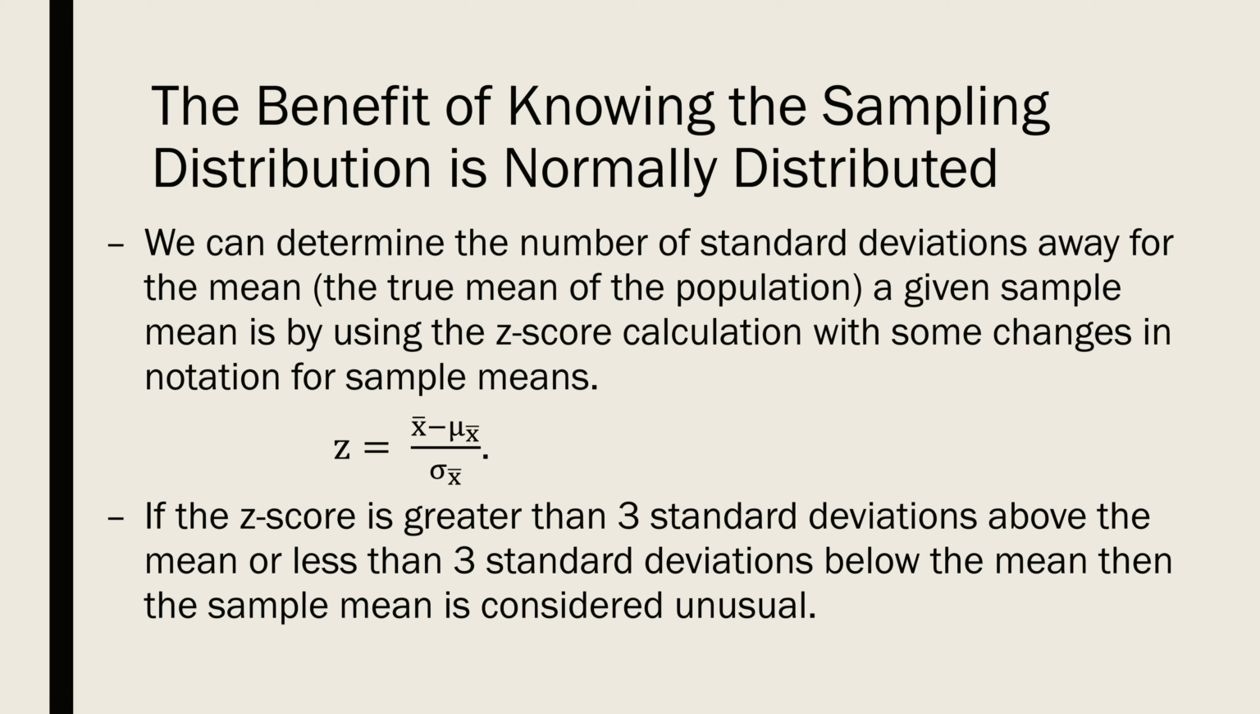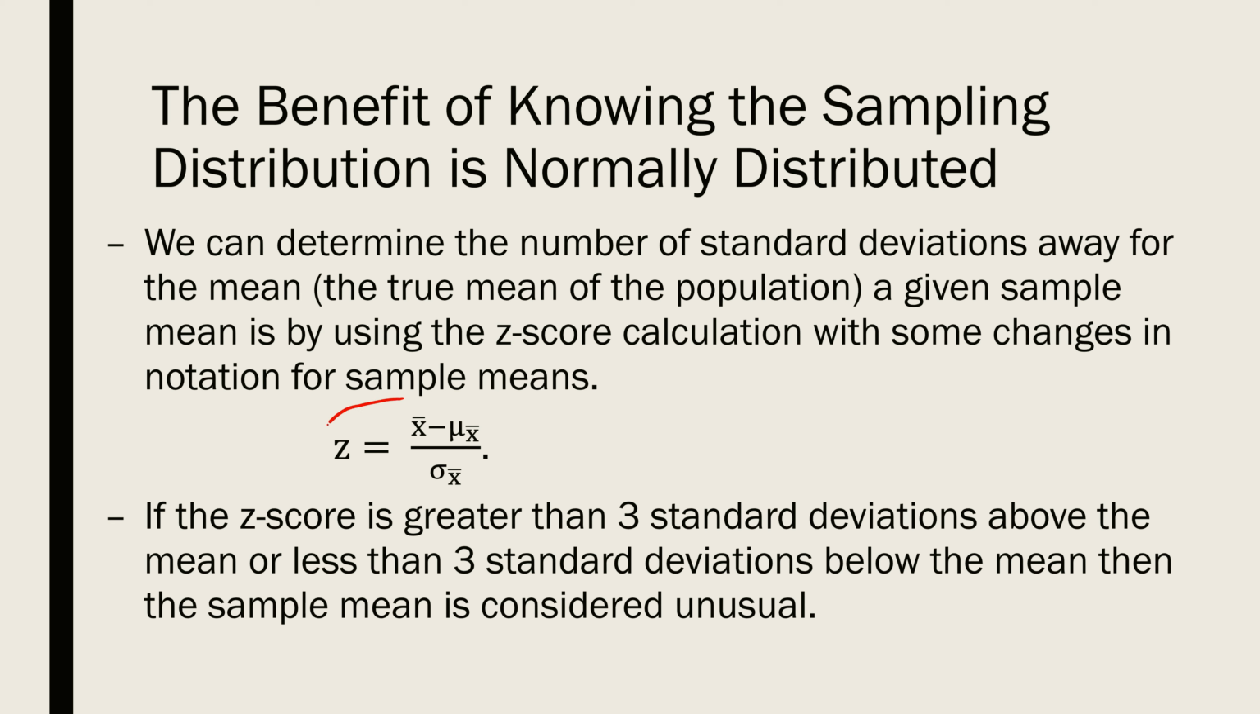Here are the benefits of knowing the sampling distribution is normally distributed. First, we can determine the number of standard deviations a given sample mean is away from the mean by using the z-score calculation with some changes in notation for sample means. If the z-score is greater than 3 standard deviations above the mean or less than 3 standard deviations below the mean, then the sample mean is considered unusual.